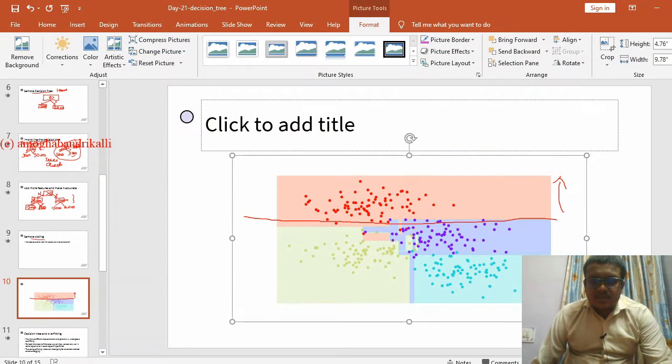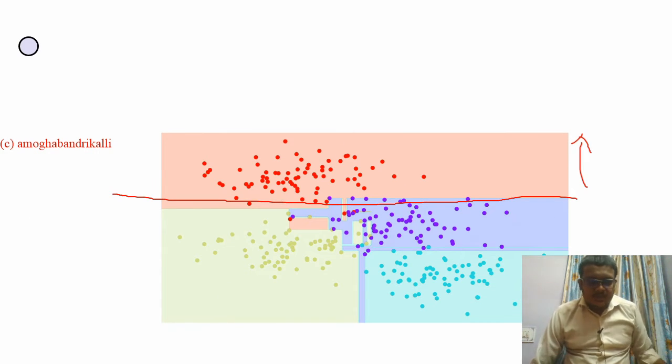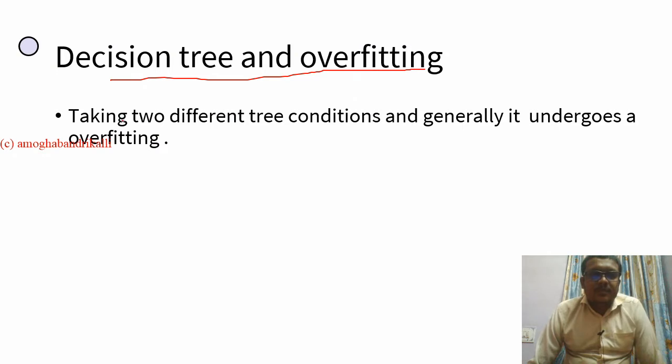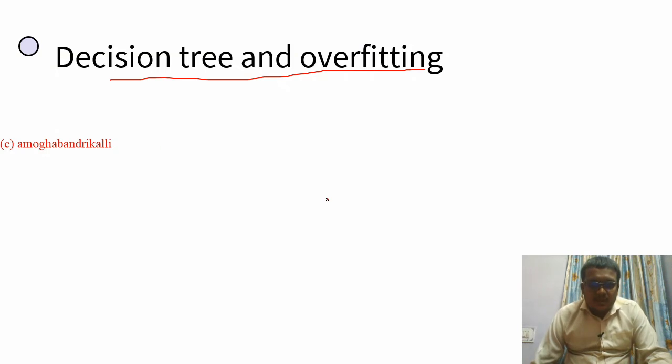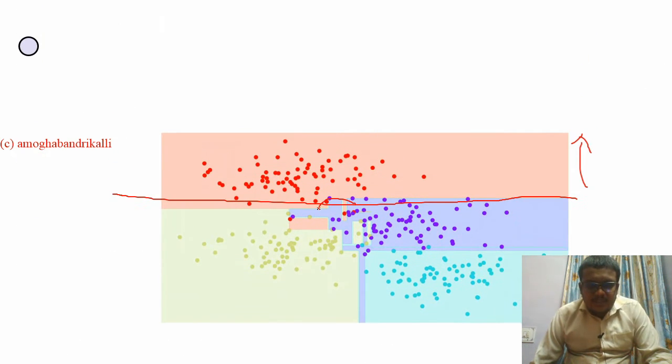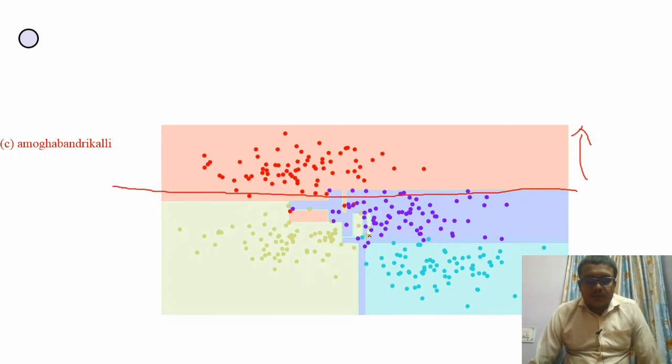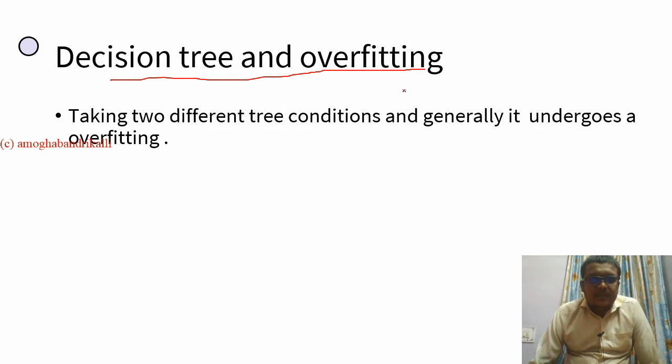Okay, we can stop this. Then we are moving further. Let me take a pen again. I need to select this. I'm going further to decision tree and overfitting. Taking 2 different conditions, generally it undergoes overfitting. As I showed you earlier, this region is where it is overfitted. This is the region where the overfitting of the data is going to happen. It has been divided into very small pieces. You can observe that over there. So this is decision tree and overfitting.